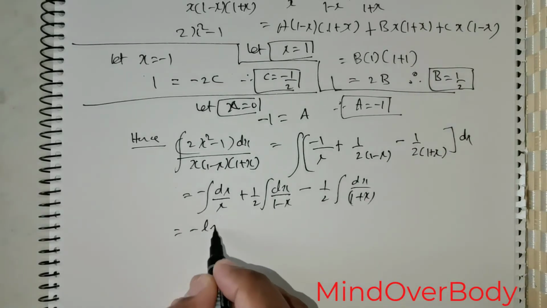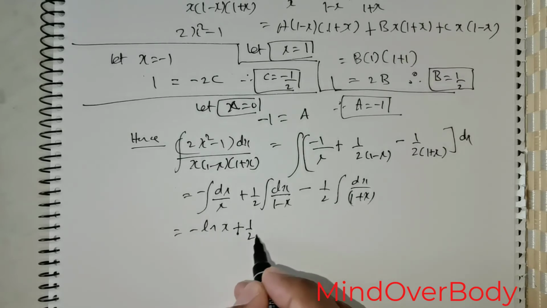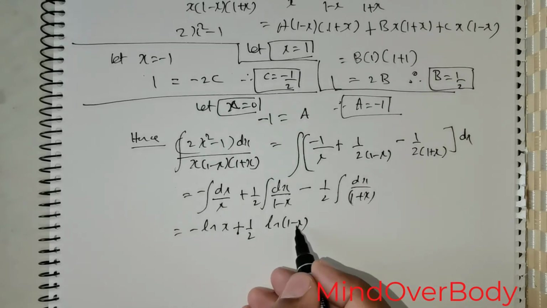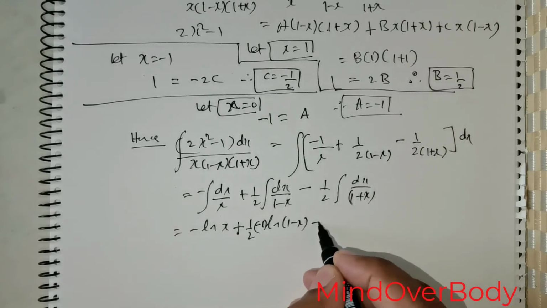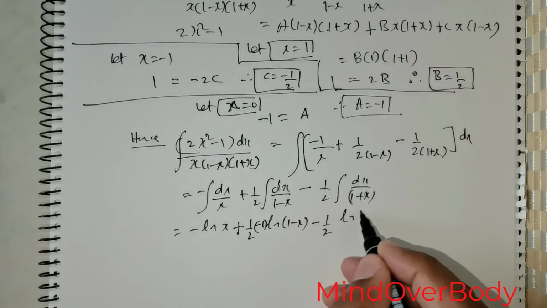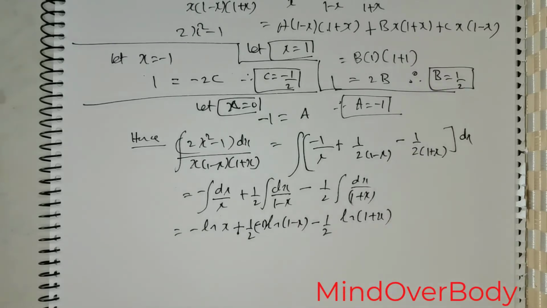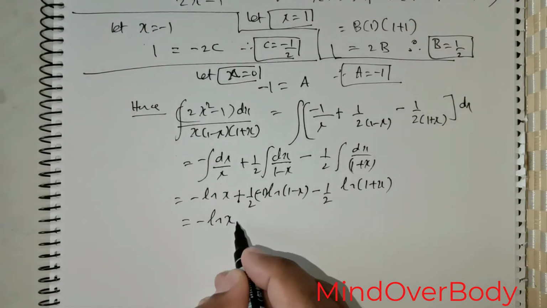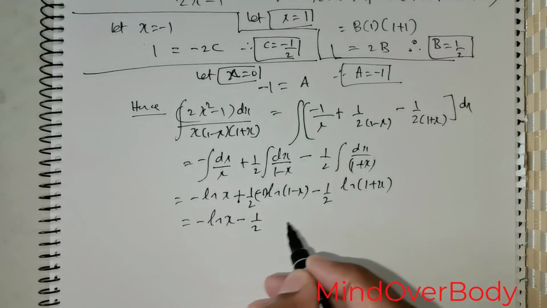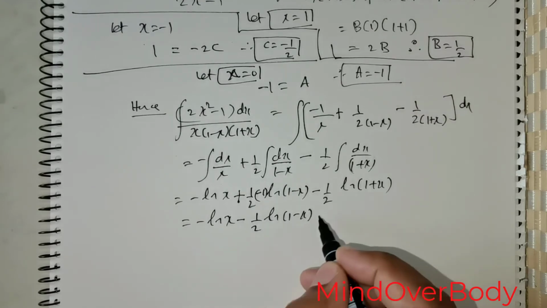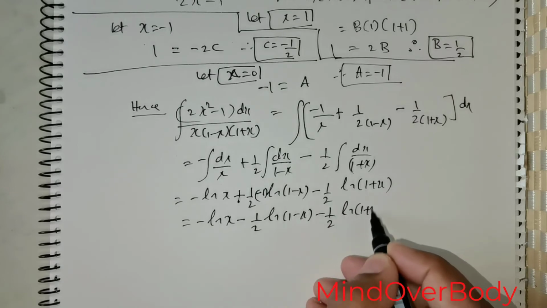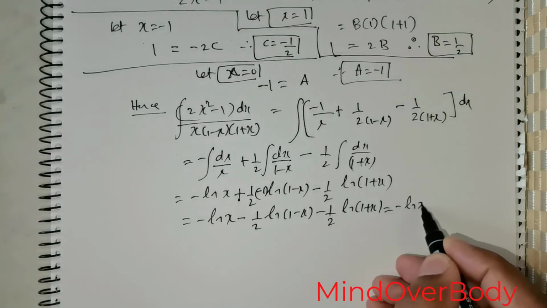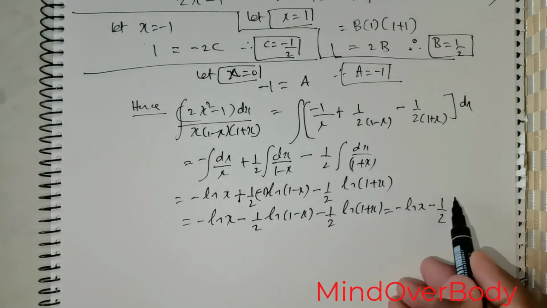Now this is going to give me negative ln x plus 1 over 2 times ln of 1 minus x. Of course there is a negative sign with x, so it's going to be negative 1 there, followed by negative 1 over 2 times ln of 1 plus x. Now I want to rewrite it one more time just to avoid any confusion. So negative ln x, negative 1 over 2 ln of 1 minus x, negative 1 over 2 ln of 1 plus x. Now I got a negative negative, so I'm going to take the negative sign out.